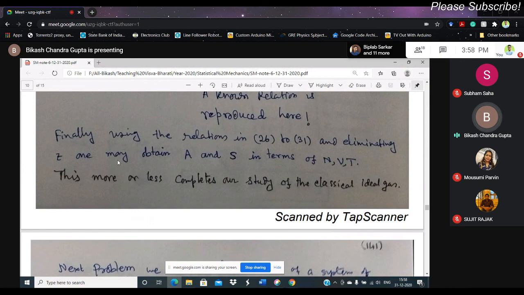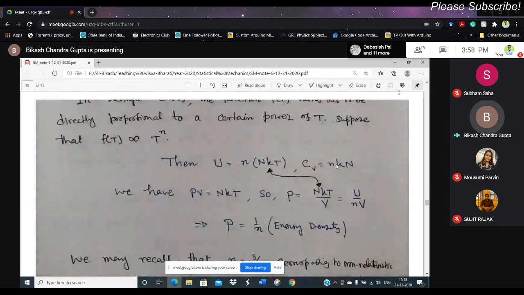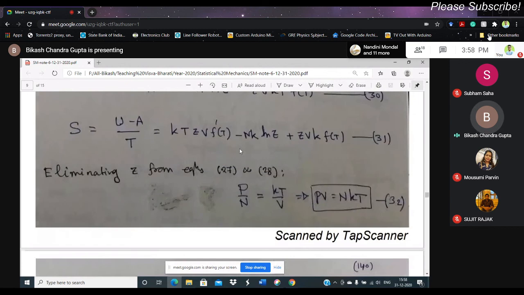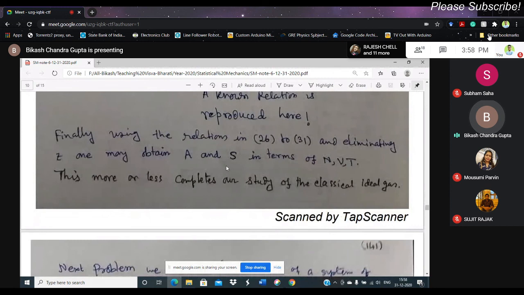Because you have so many equations, so many macroscopic parameters in terms of Z, but basically we want to express them in terms of NVT. Then we can take any two of the known quantities and eliminate Z, and eventually we can get all the quantities in terms of NVT.